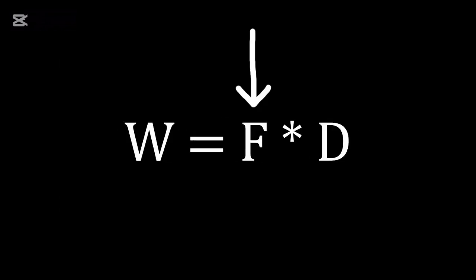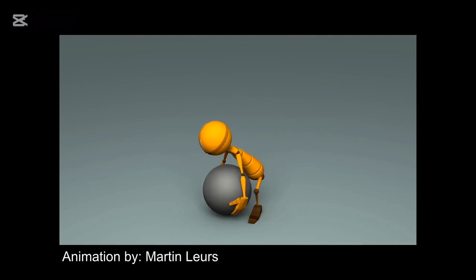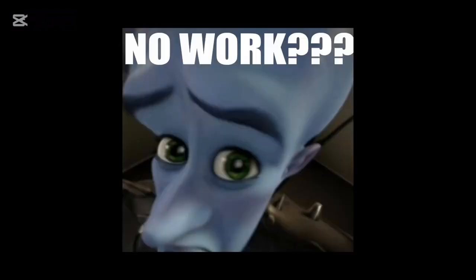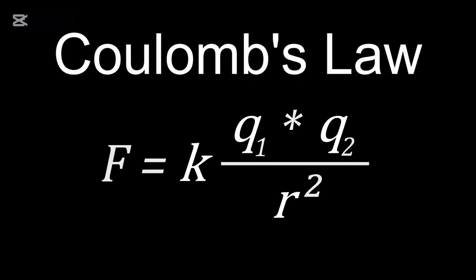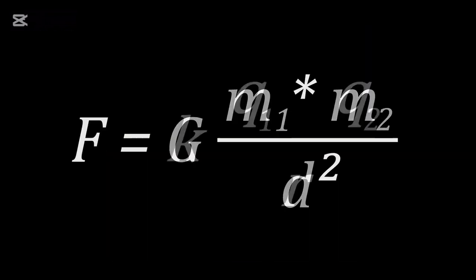Work is defined as force applied over distance. Since you didn't move the weight at all, no distance means no work. The conservation of energy. Current, voltage, and resistance. This is Coulomb's law. Wait a minute, this is just Newton's law of gravitation in disguise.